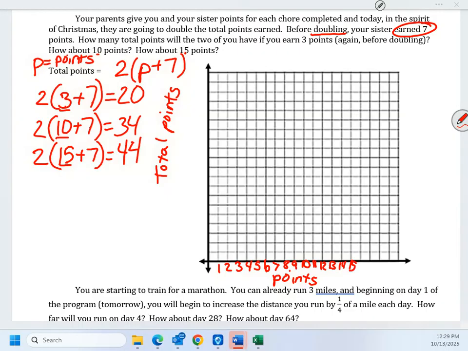Total points, I need to go all the way up to 44. Ooh, that's going to be too much. What do you think I should skip by, Finley? 2. Yeah, I think skipping by 2. I think it looks like I might have 22.